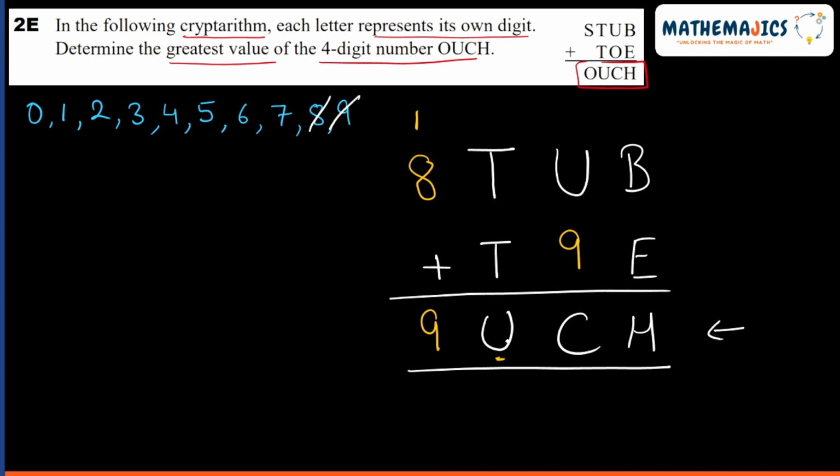Now what should be the value of T and U? Let's see. To make this the largest possible 4-digit number, U should be 7. Let's try to replace U as 7 and check. If U is 7, P and T should be 8 and 8. 8 plus 8 gives us 16, plus 1 carried forward because C can be a double digit number, that's 17, and 1 is carried forward to 8. But 8 is already used. We can't replace T with 8. So definitely our assumption that it can be 7 is not correct.